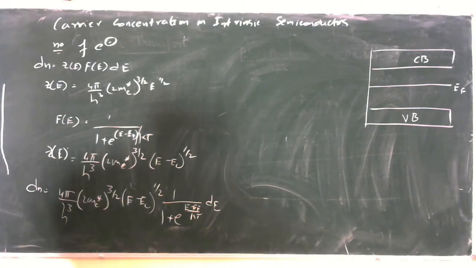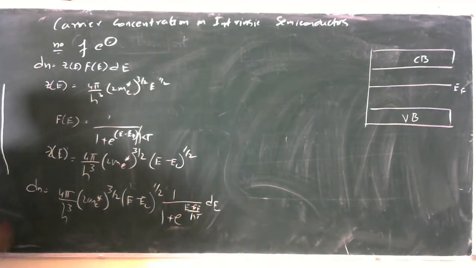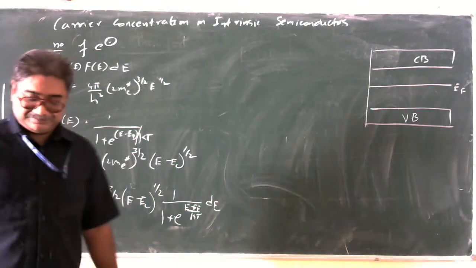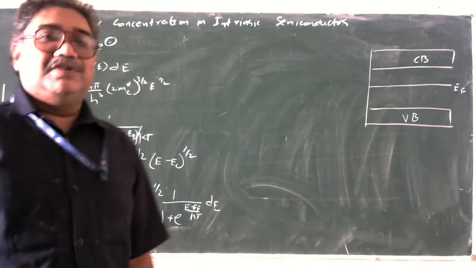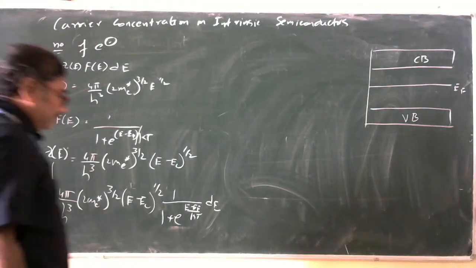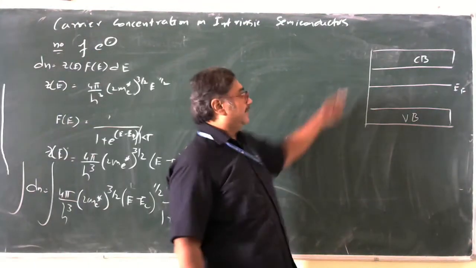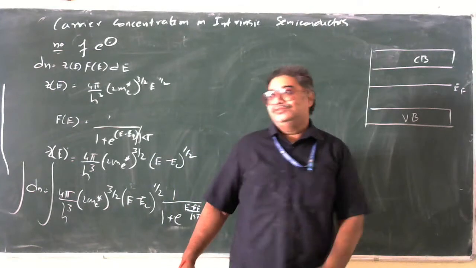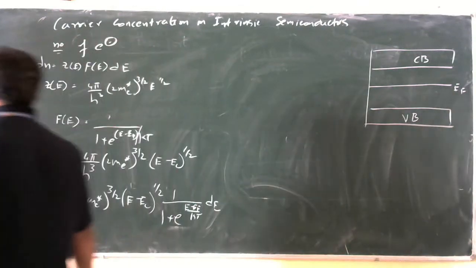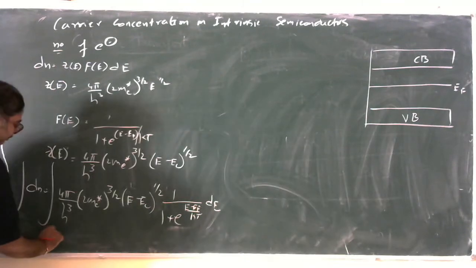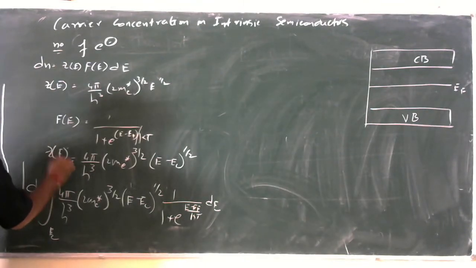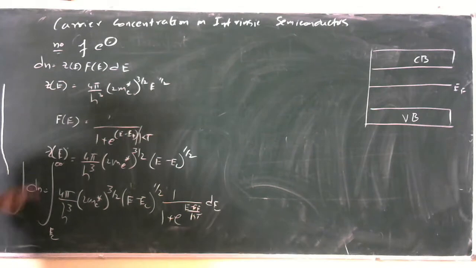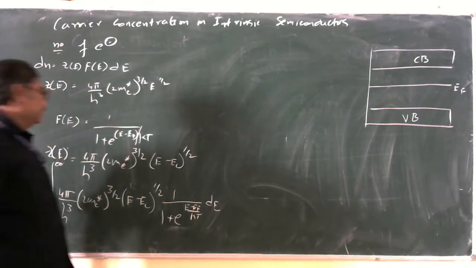We need to integrate this on both sides and find the limits. What is the possibility of finding the electron? We know that the free electron is only available in the conduction band and above it. So the limits will be EC to infinity. Now let us solve this.